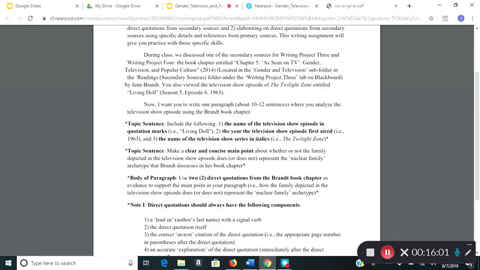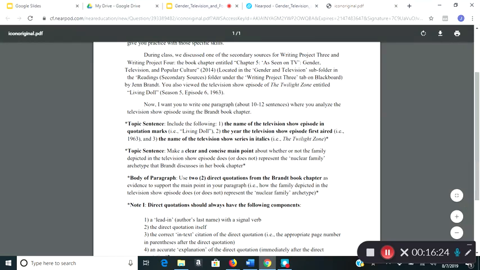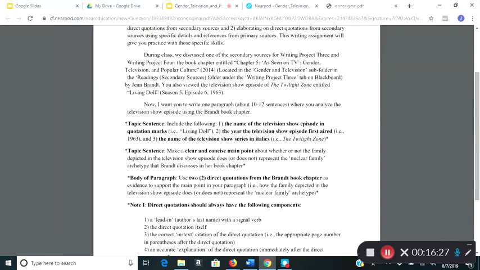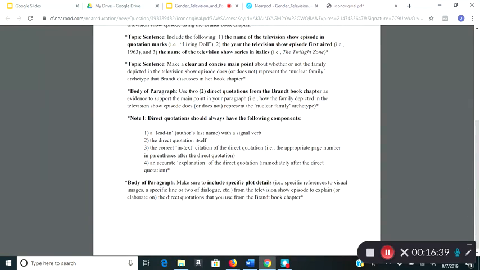to make one clear and concise main point about whether or not the family depicted in the television show episode does or does not represent the nuclear family archetype that Brandt discusses in her book chapter. And then in the body of that paragraph, I'm asking them to pull out 2 direct quotations from the Brandt book chapter to support the main point in their paragraph, which is what we did at the beginning of the lesson. We worked with the direct quotations. So here I'm asking them to, again, practice getting direct quotations into their analysis paragraphs. And then here I repeat the information about the component parts of the direct quotations.